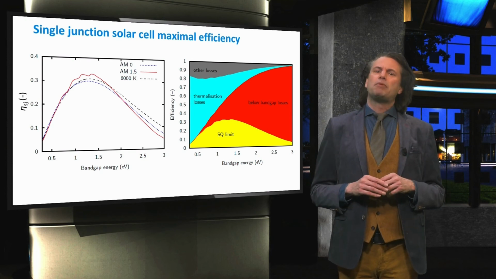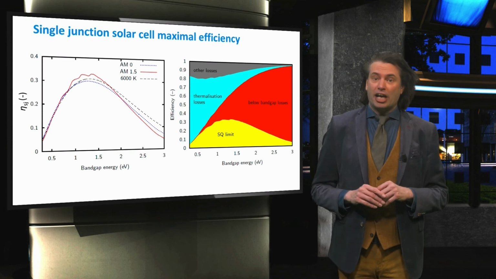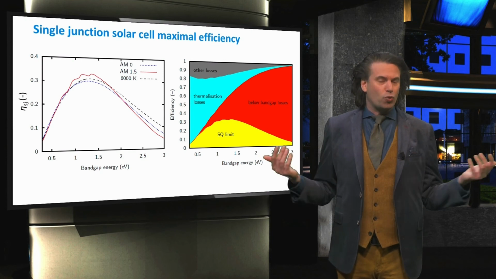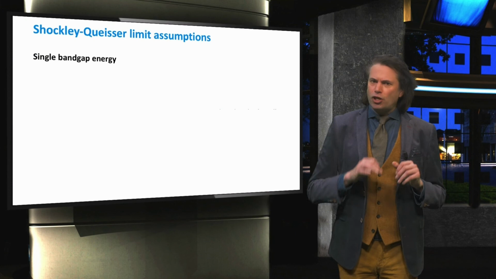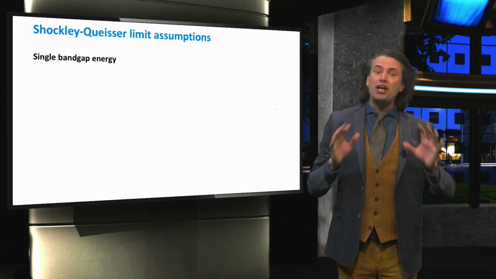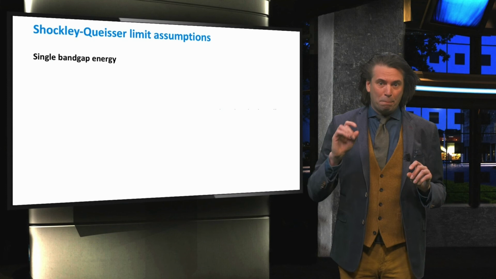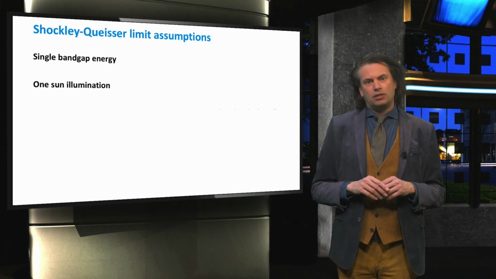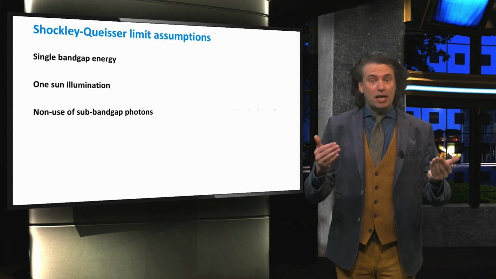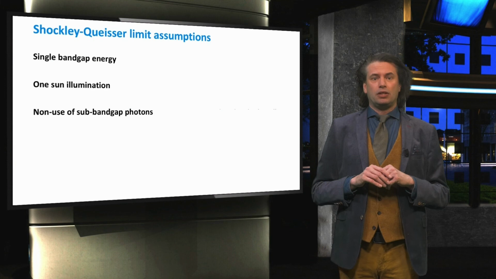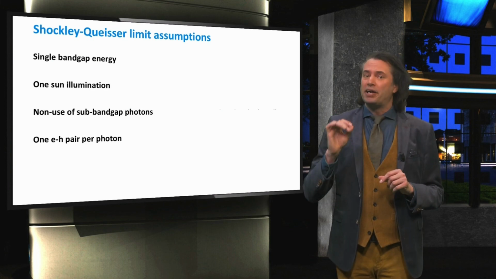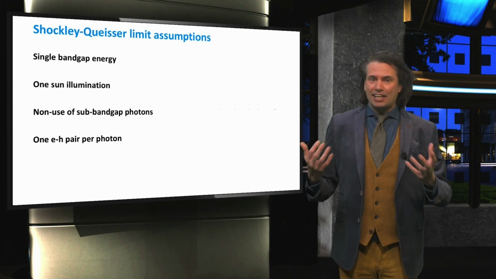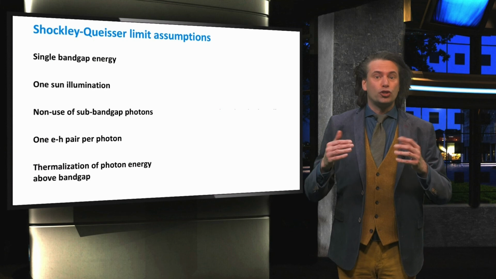The Shockley-Queisser limit makes a number of assumptions that are challenged in third-generation PV concepts that aim to overcome the Shockley-Queisser limit. These assumptions are that a photovoltaic device only has a single junction with one band gap energy. The device is illuminated by one sun. That photons with an energy below the band gap are not used. That only a single electron-hole pair is generated for each absorbed photon. And finally, that the excess energy of high-energy photons is lost due to thermalization.